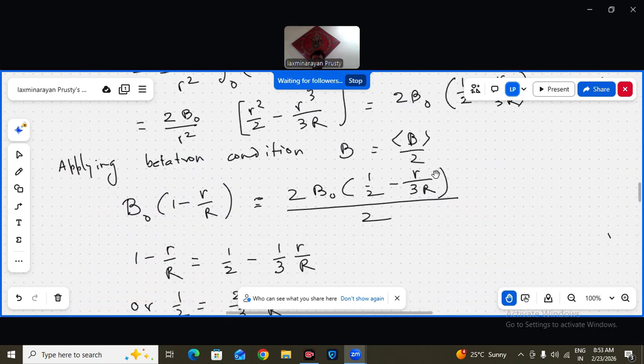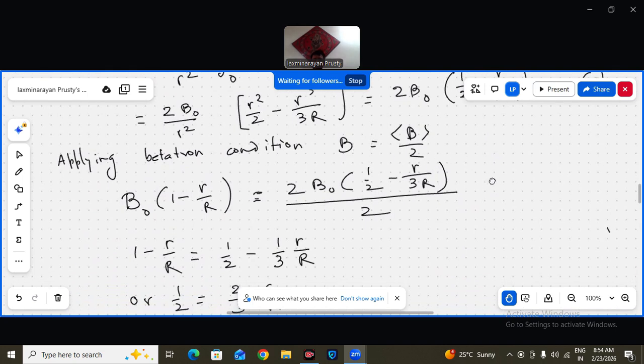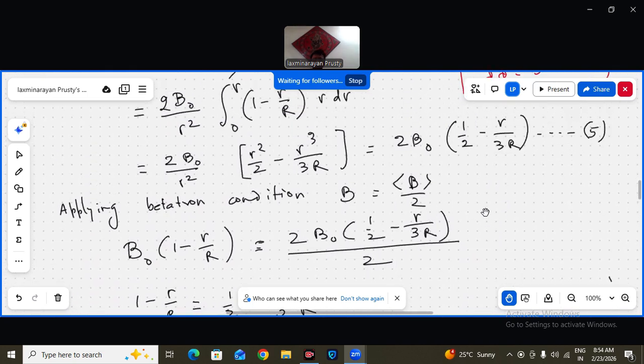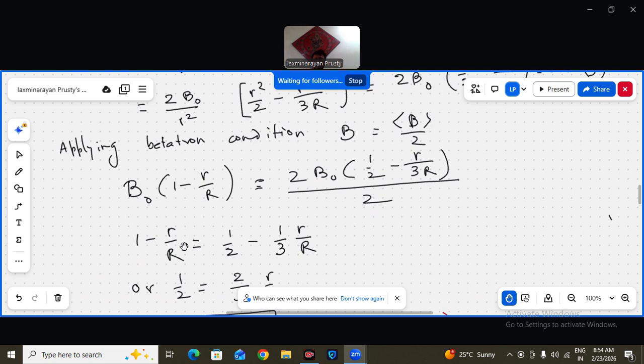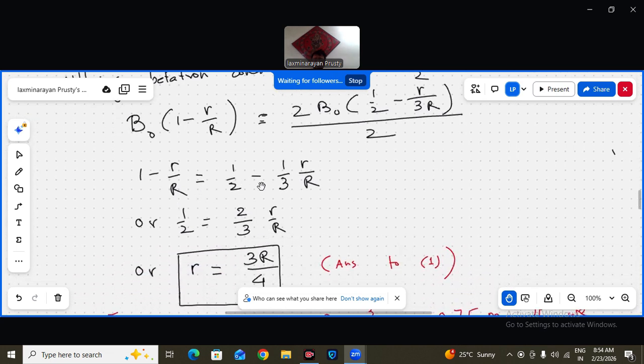So apply the Betatron condition now. B must be B average by 2 for the charge to move in the circular path without support. So B on the circumference is B naught into 1 minus r by R, and B average by 2 is this divided by 2. So 1 minus r by R equals half of 1 by 3 minus... B naught cancels, 2 cancels. Bring the half to this side and r by R to the other side: 2 by 3 r by R is half. So r is equal to 3R by 4.